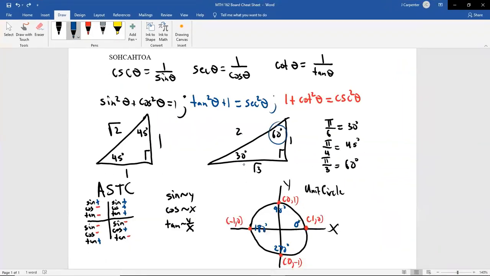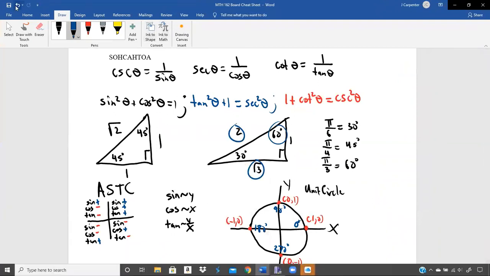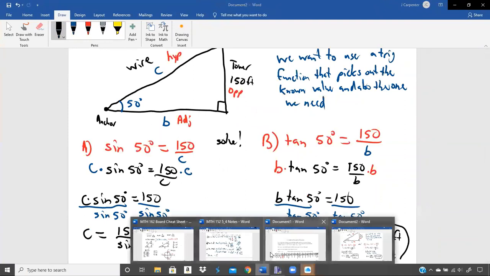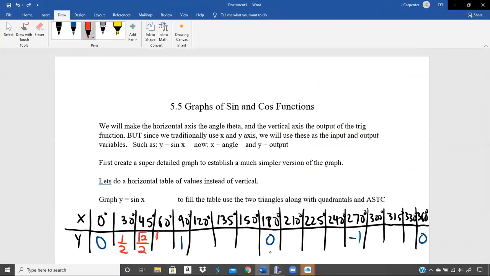Next up, 60 degrees. 60 degrees is right here. Sine is opposite over hypotenuse. The opposite is the square root of 3. The hypotenuse is the 2. So that's our sine, square root of 3 over 2.